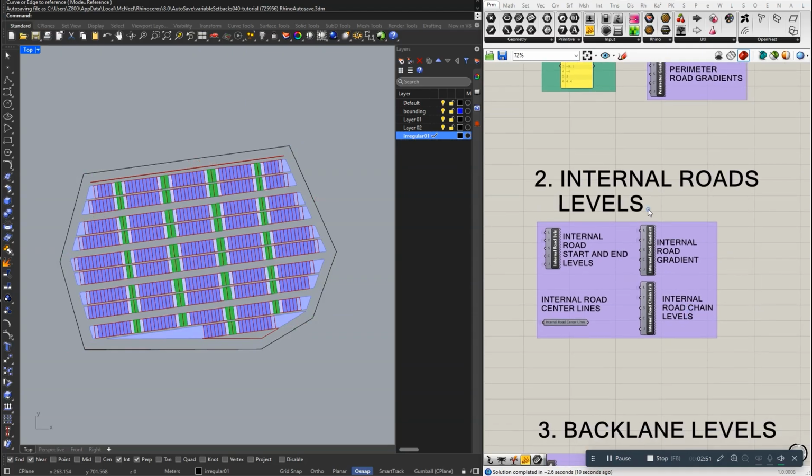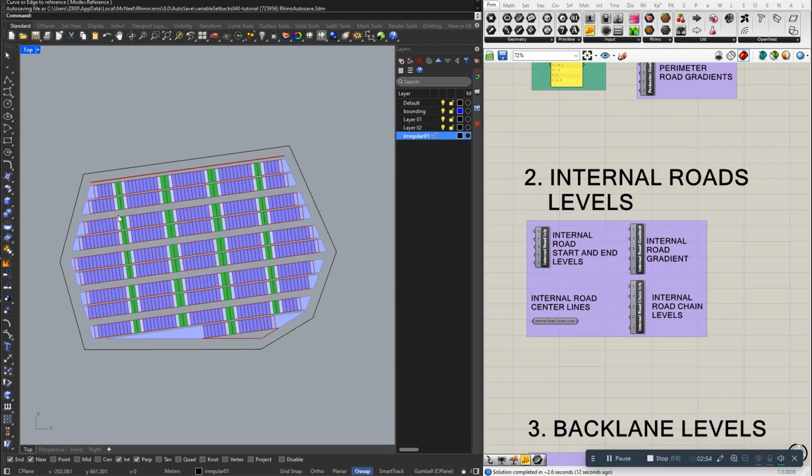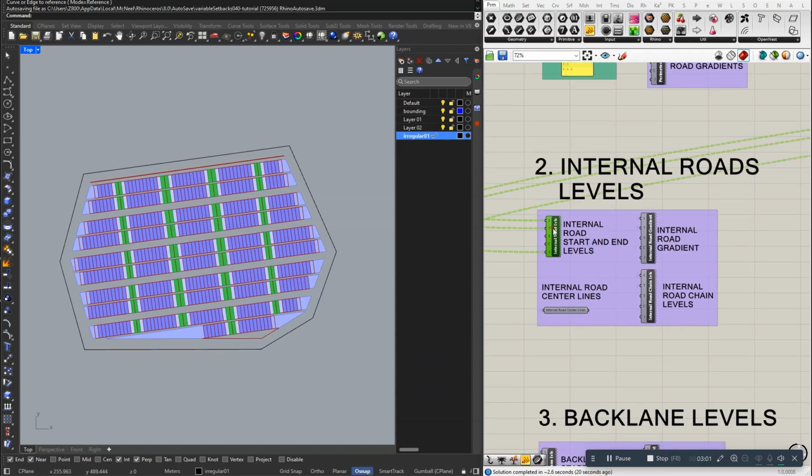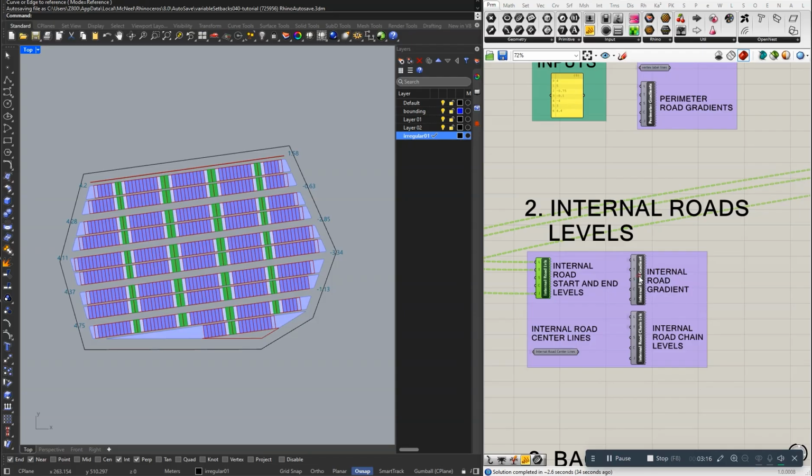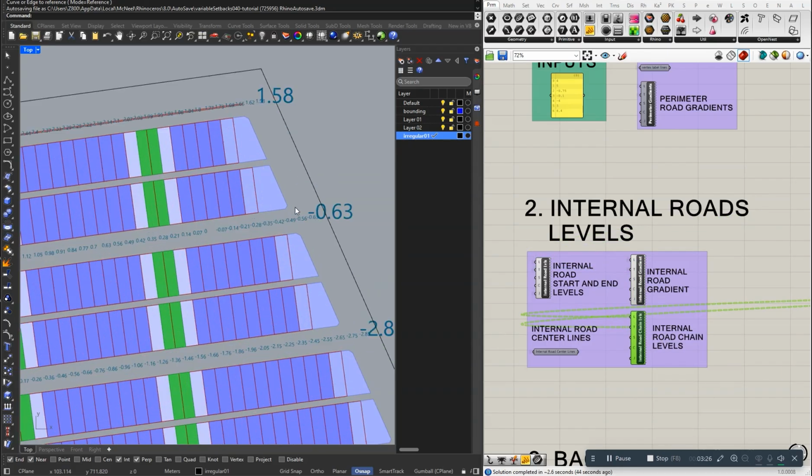The next section is internal roads levels. So these roads that are facing the lots. We'll turn on the displays so you can see these start and end levels for the internal roads are all derived from vertex levels before. And you can also get the gradients of the internal roads as well as the individual chains.